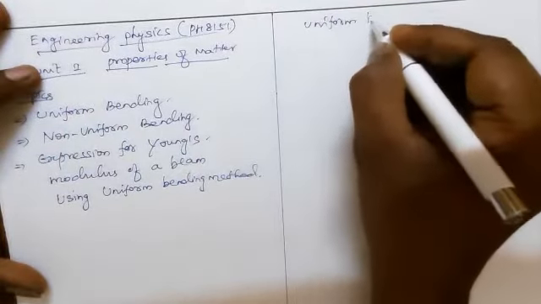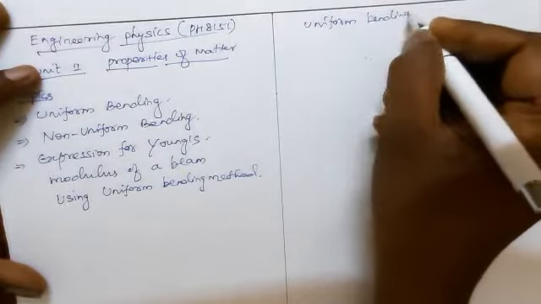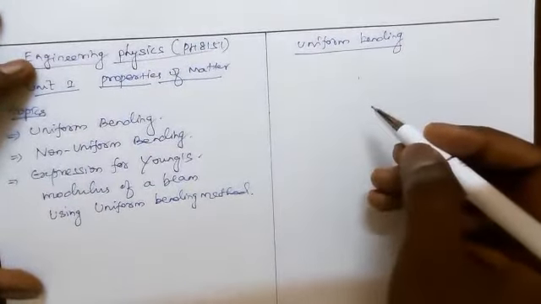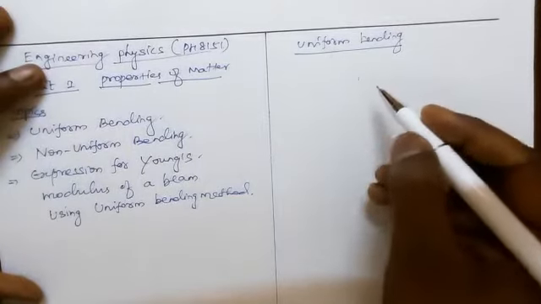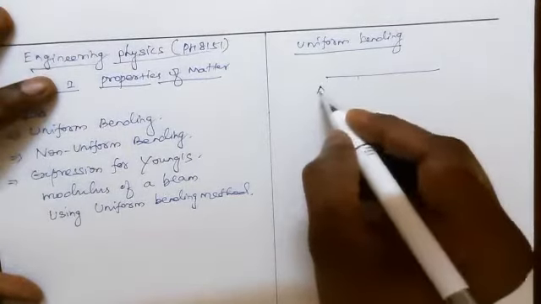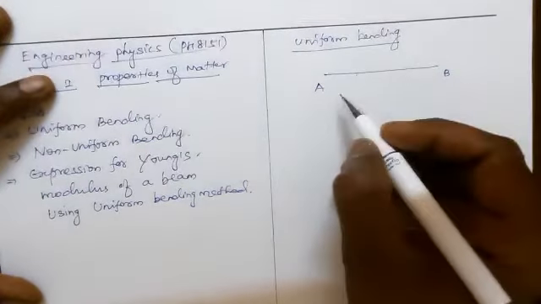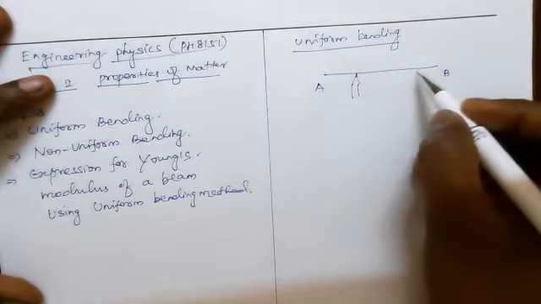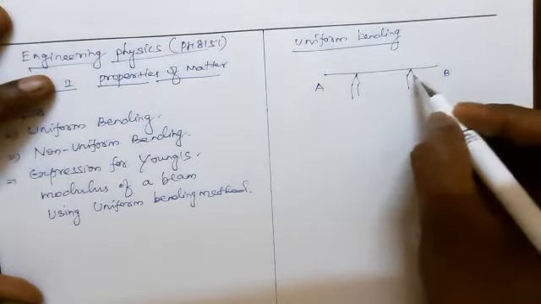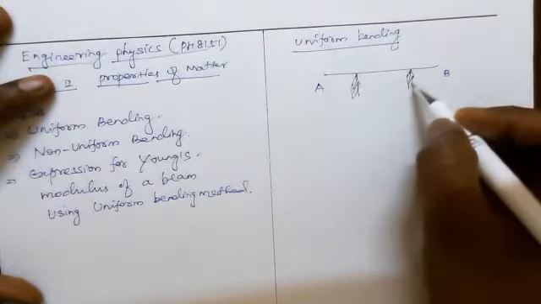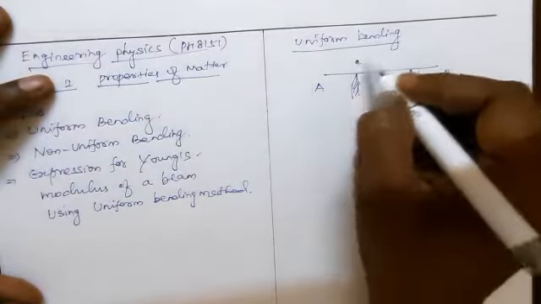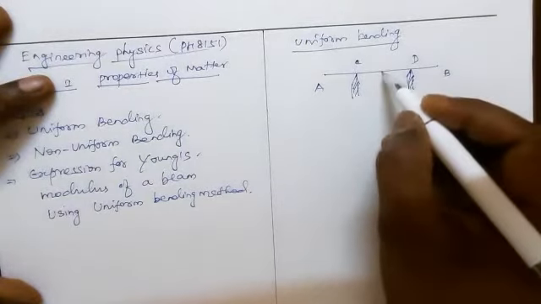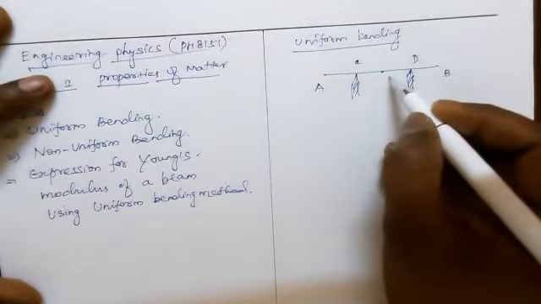Uniform bending. What is uniform bending? Suppose we take a beam of length AB and support that beam on two symmetrical knife edges C and D. The center of the beam is E.